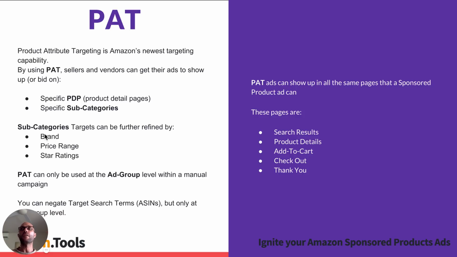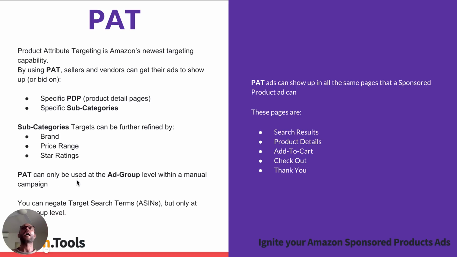In addition, the subcategories can be further refined, filtered, or segmented by brand, price range, and star rating. And that's why at the beginning, when you go about creating a PGN, we need to know your product price and your star rating, because we will use the data to create a very thorough segmentation of all the targets.